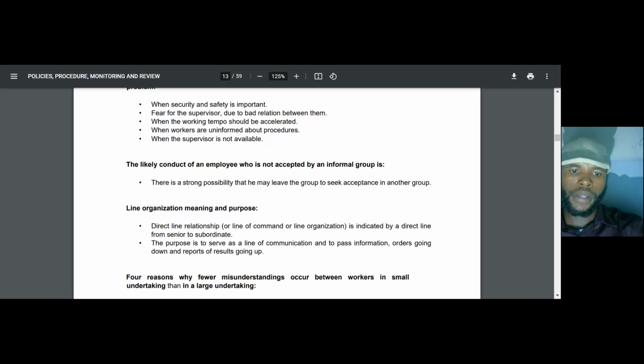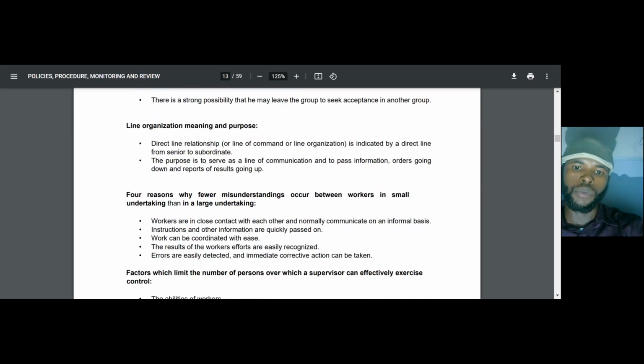Now, there are four reasons why misunderstandings occur between workers in a small undertaking and in a large undertaking. What are the four reasons? Workers are in close contact with each other and normally communicate on an informal basis. So that means they don't use emails or formal communication. They talk face to face.